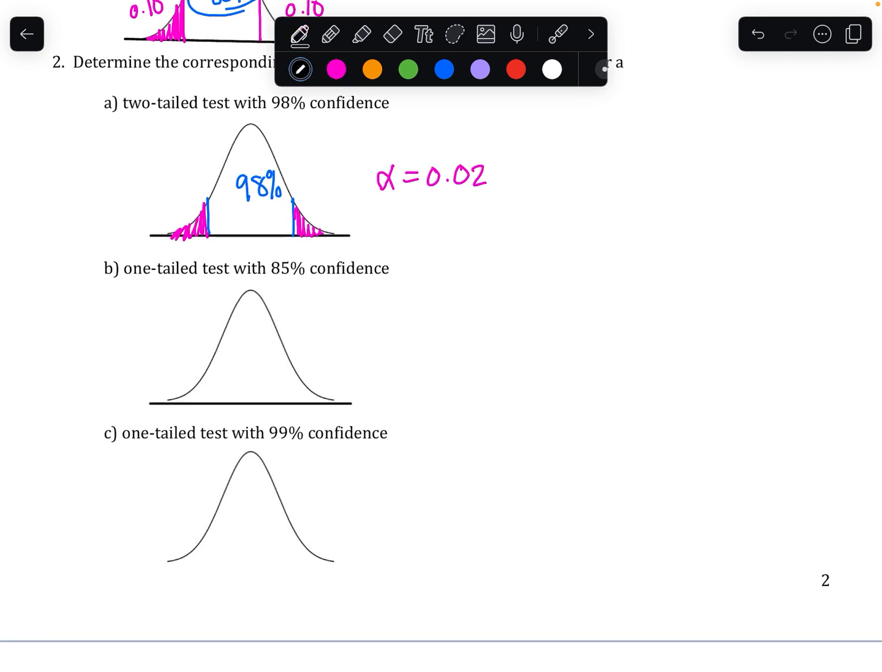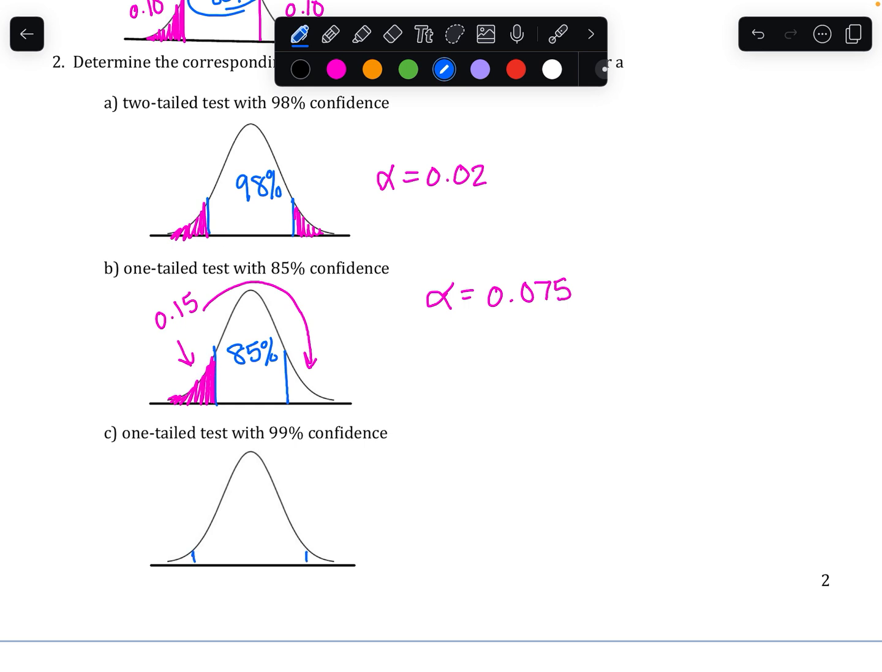Next, we have 85% confidence in the middle. This time we're only looking at one tail though. So if I have 85% in the middle, that means I got 15% left to be here and here, which means that my alpha level is half of that 15%, so 0.075. Okay, and last but not least, we got a 99% confidence interval with a one-tailed test.